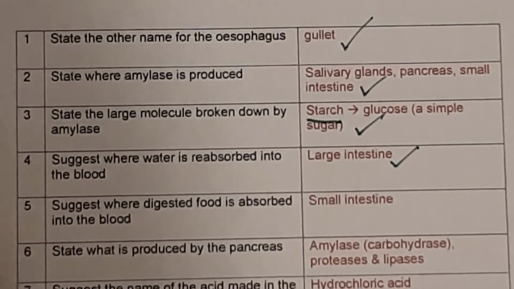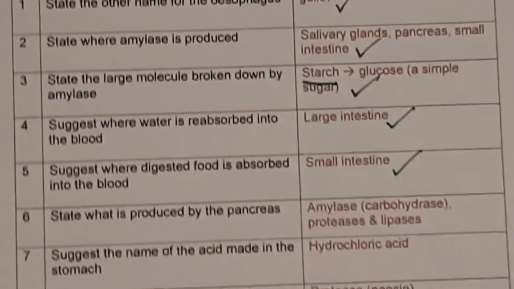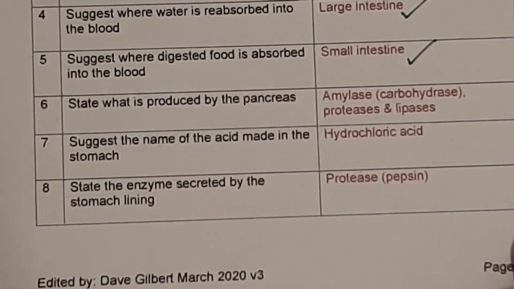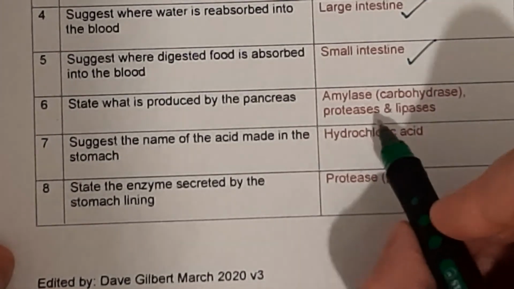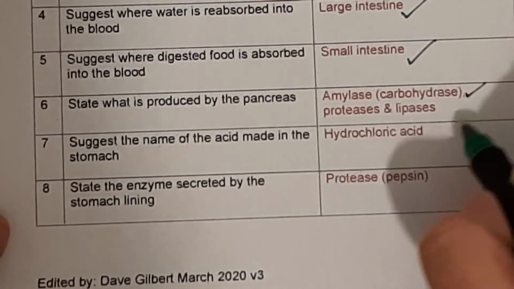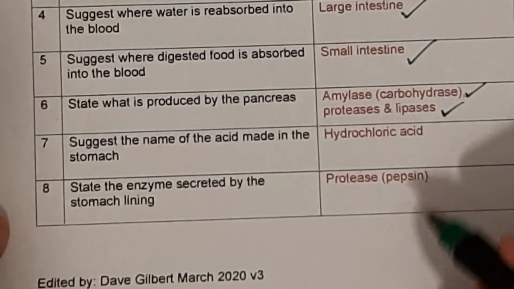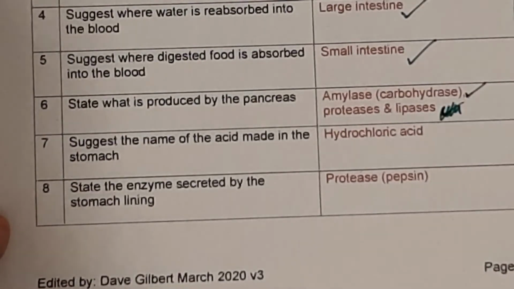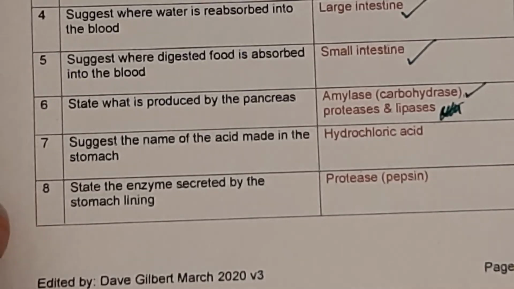Suggest where digested food is absorbed into the blood. Well, that would be the small intestine. Again, you must say small, not just intestine. Question 6, state what is produced by the pancreas. For this one, you'll need all 3: amylase, that's carbohydrase by another name, proteases and lipases. It's still only 1 mark there, so I shouldn't have ticked it twice. And you will need all 3 there, so please add in anything you've missed.